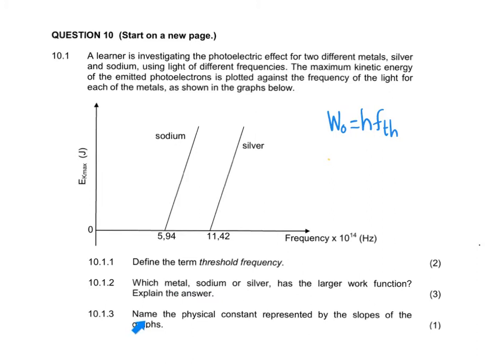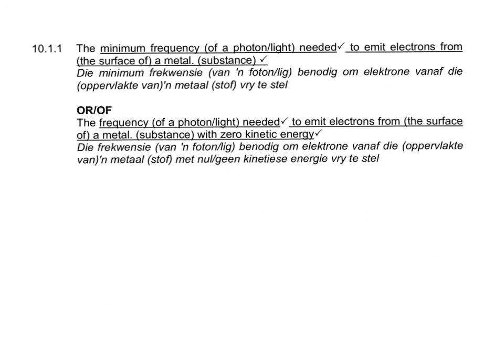And then name the physical constant represented by the slopes of the graphs. Well, we've already referred to the fact that slopes or gradients of graphs of maximum kinetic energy versus frequency give us Planck's constant. So referring to the official NSC exam memorandum, we can see here that there are in actual fact two official definitions that are accepted in the NSC. And please keep in mind that the definitions are marked very strictly. So it's that part of the content that you really do need to learn very, very well.